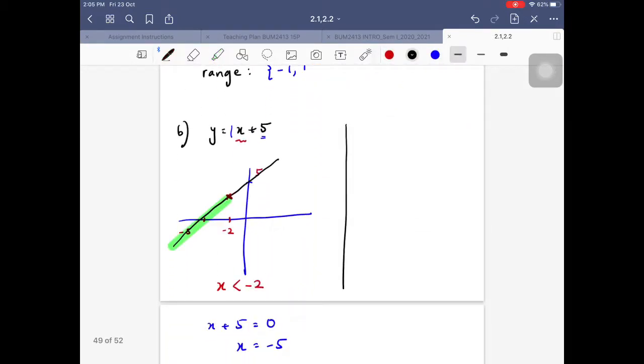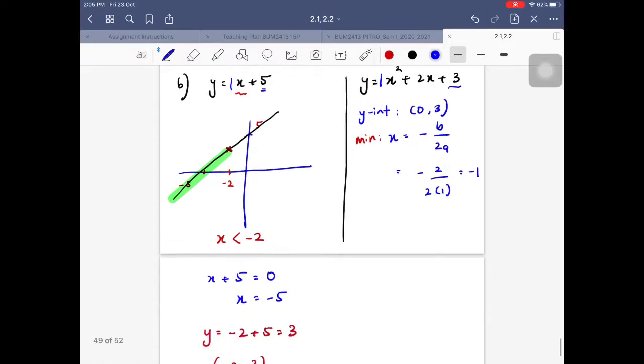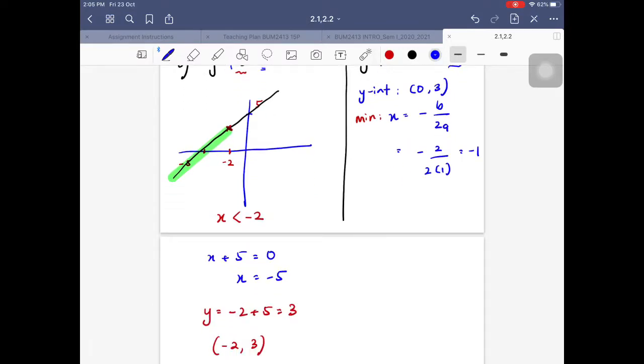The second function is x squared plus 2x plus 3, so y equal x squared plus 2x plus 3. We know that the y-intercept is at 0, 3. Because here a is greater than 0, this is going to be a smile graph, so we can have a minimum value. How do we calculate the minimum value? The x coordinate is -b over 2a, which in this case is -2 over 2 multiplied by 1, and that is -1.